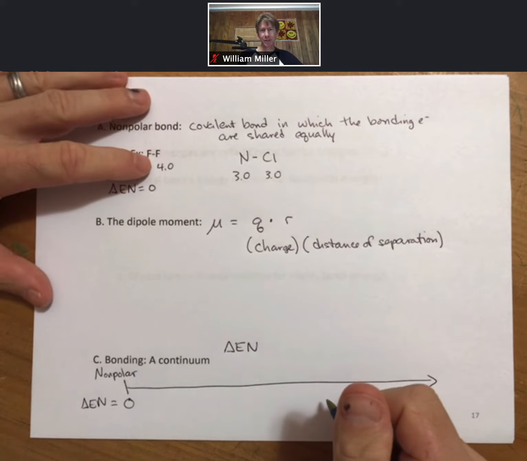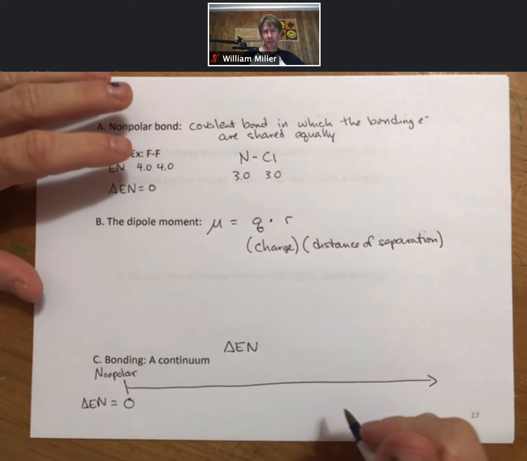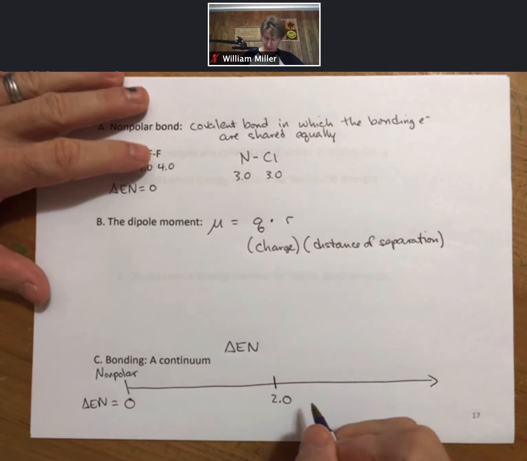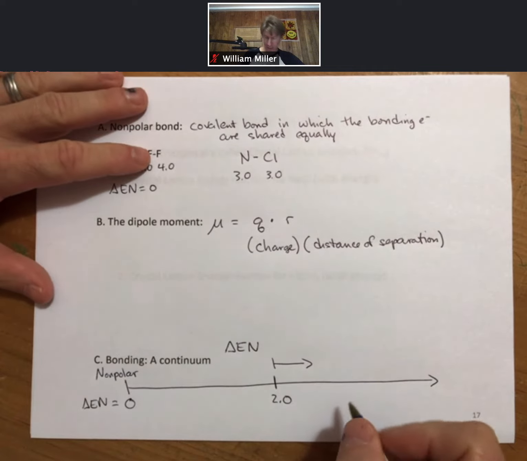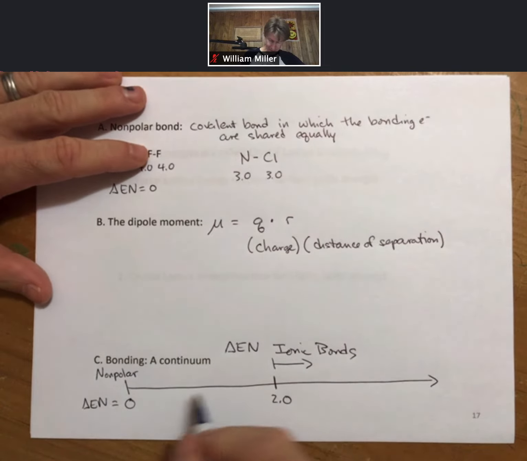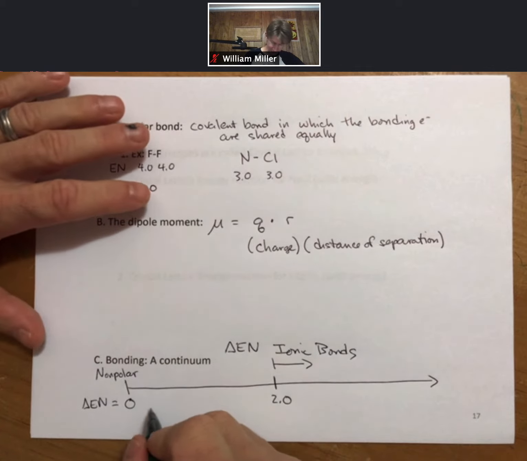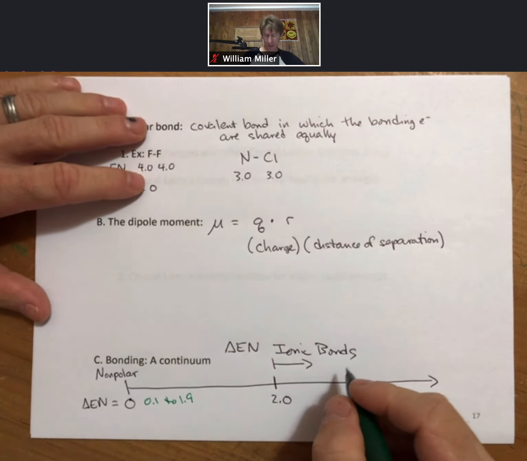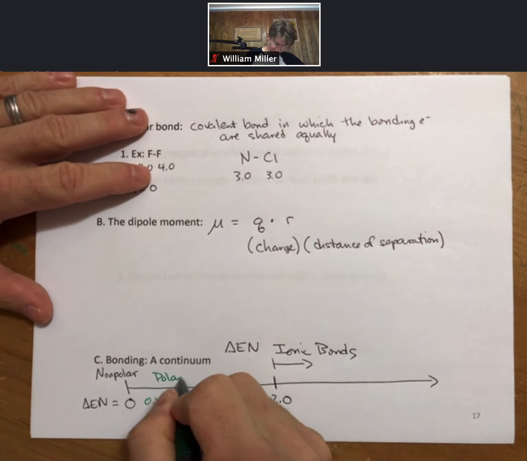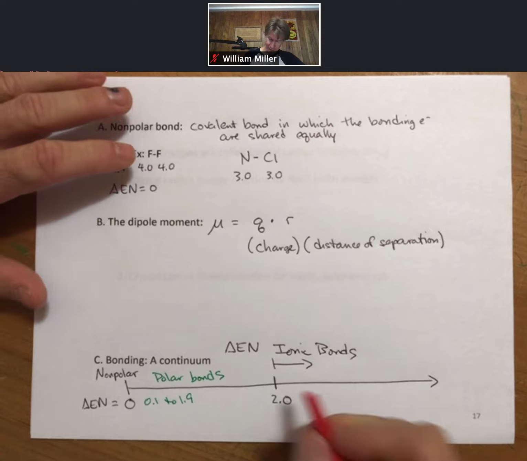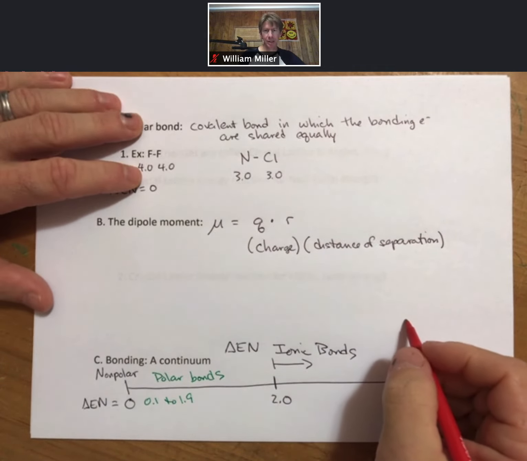And a typical definition of the polar covalent bond versus an ionic bond says that when the difference in electronegativity is 2 or greater, those are ionic bonds. And between 0 and 1.9, those are polar covalent bonds. Or let's say this, 0.1 to 1.9, that's the range of polar covalent bonds.